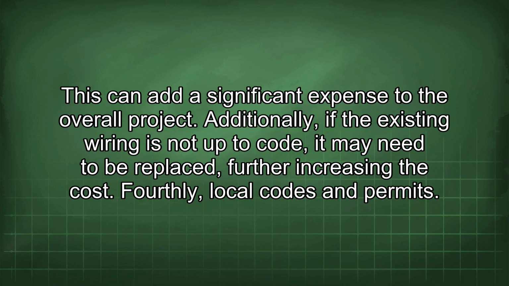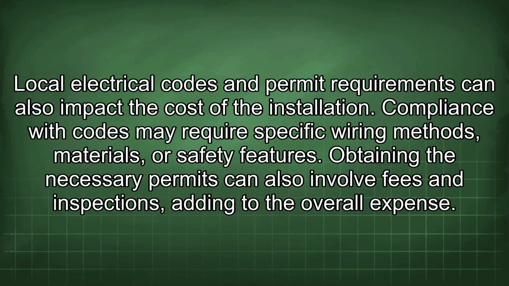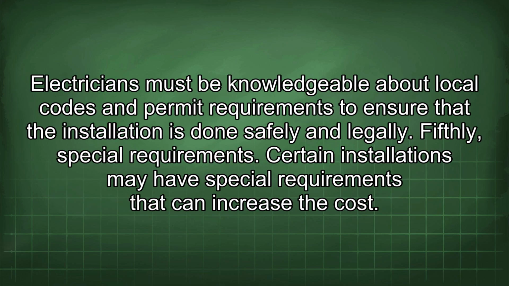Additionally, if the existing wiring is not up to code, it may need to be replaced, further increasing the cost. Fourthly, local codes and permits. Local electrical codes and permit requirements can also impact the cost of the installation. Compliance with codes may require specific wiring methods, materials, or safety features. Obtaining the necessary permits can also involve fees and inspections, adding to the overall expense. Electricians must be knowledgeable about local codes and permit requirements to ensure that the installation is done safely and legally.